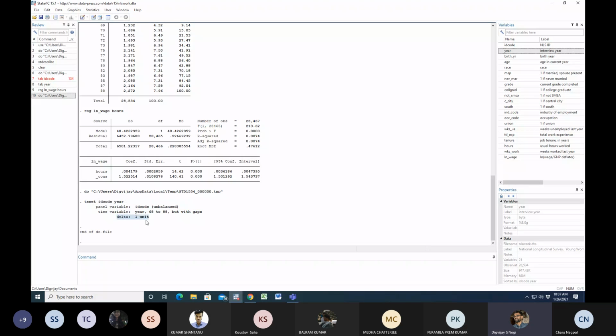And delta is the difference. Is it an annual panel? Is it a 5-year panel? Or is it monthly data? What kind of panel data is it? This delta is telling you 1 unit, meaning between these two time periods there is a 1 year gap. So 68, 69, and so on. Now Stata knows that this is panel data.